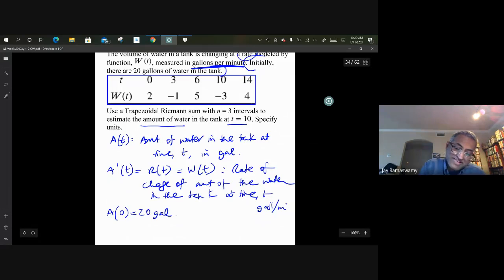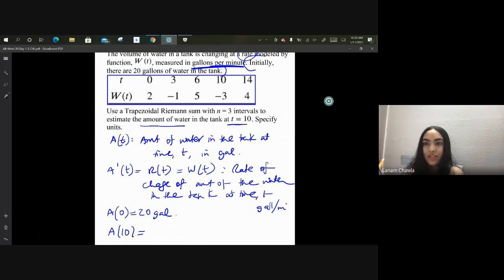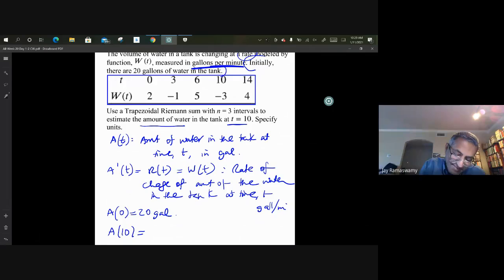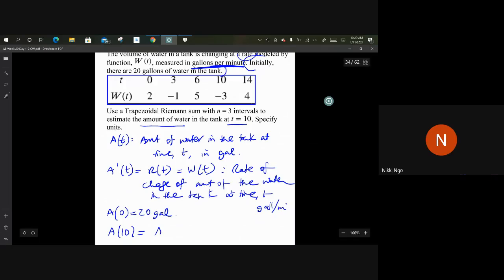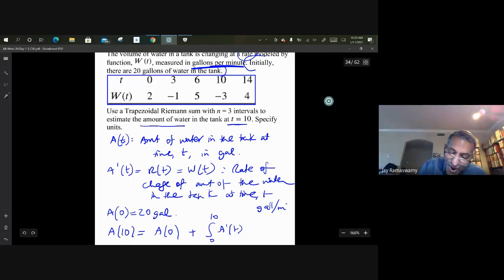The question says estimate the amount of water at t equal to 10. So what are they asking for? A of 10. We know A of 0. Net change corollary. A of 0 plus the integral from 0 to 10 of A dash of t. And isn't A dash of t nothing but W of t?